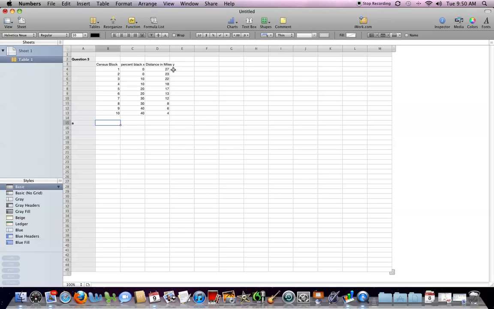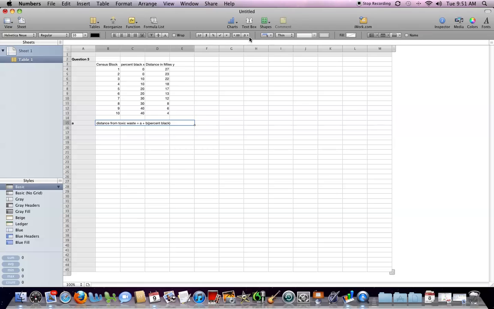it's going to be something like distance from toxic waste equals A plus some B, which is what we're going to find out, times the percent black in your census block.